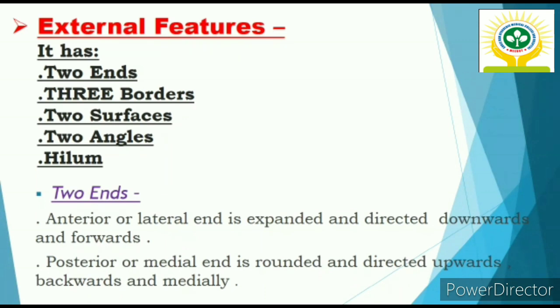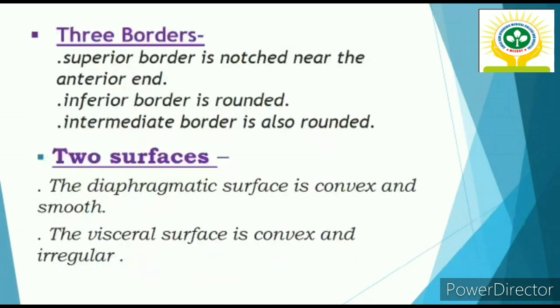Two ends. Anterior or the lateral end is expanded and directed downwards and forwards. Posterior or medial end is rounded and directed upwards, backwards, and medially. Three borders. Superior border is notched near the anterior end. Inferior border is rounded. Intermediate border is also rounded.